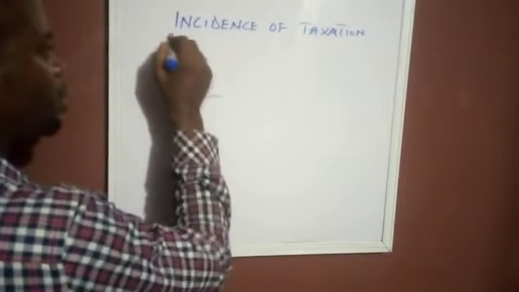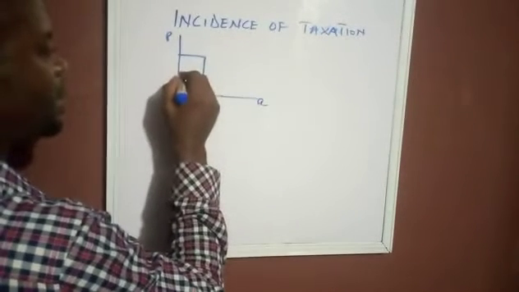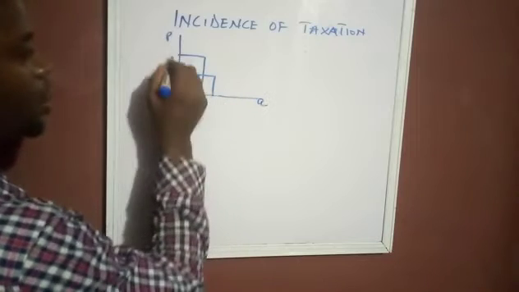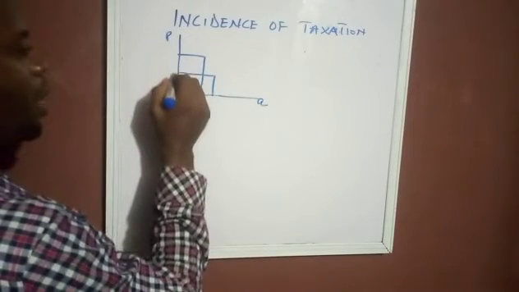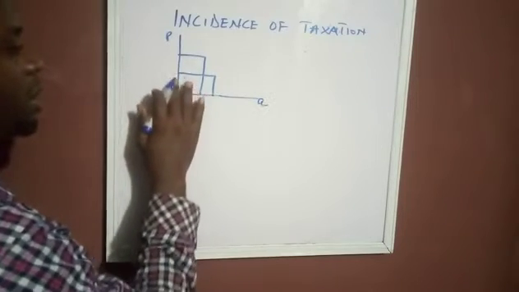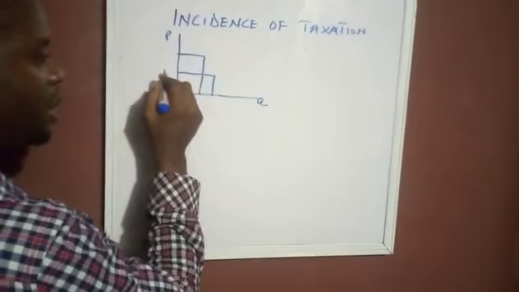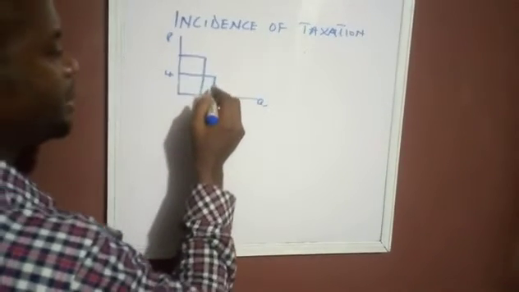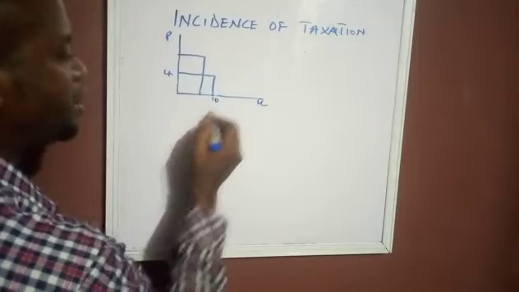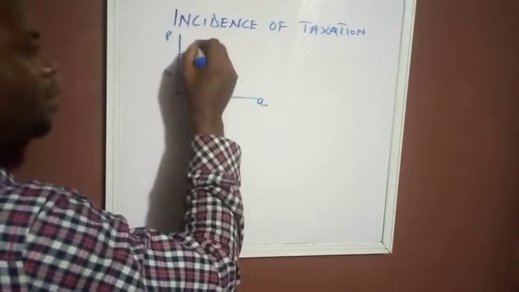This is price, of course, and this is quantity, and ensure that the space on the price axis is larger than the space on the quantity axis. So we have P naught here. Let's say our P naught, the first price, is 4. Then the corresponding quantity, let's say, is 10. So you can simply have your demand curve now.